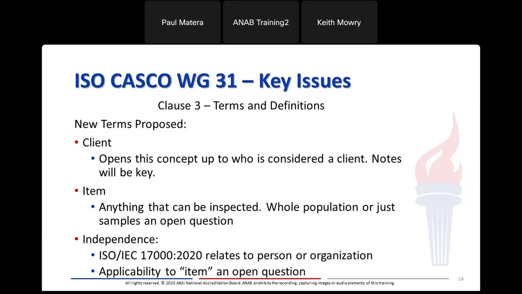So then the question is, who's the client? Who can make an appeal? With that updated appeal, we needed to create a definition for client, which is a person or organization requesting inspection of an item. There's a note to entry: the client may not be responsible for providing the item. Again, this is all still being voted on and decided on. An item is anything that can be inspected.